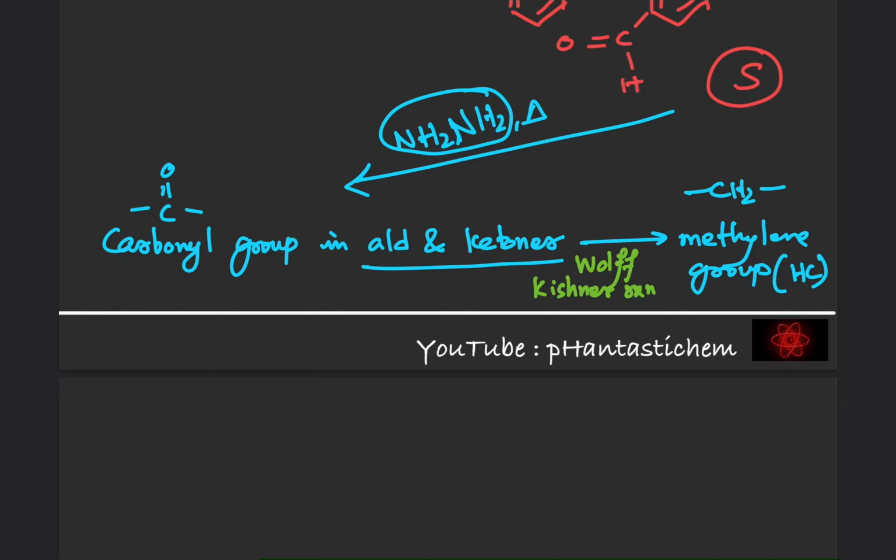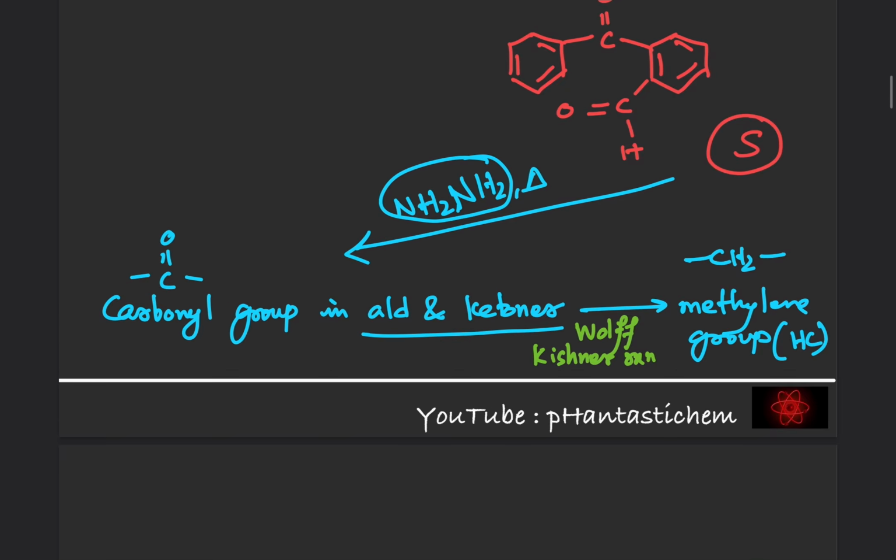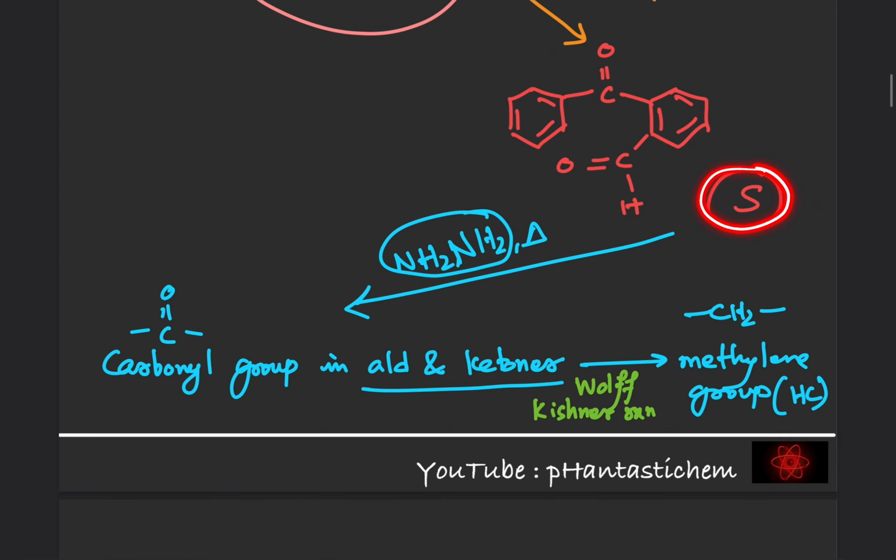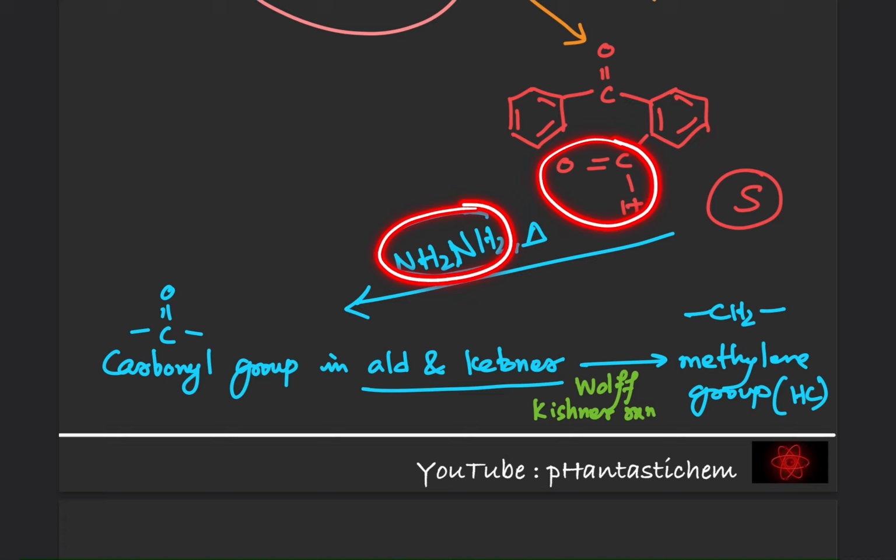If we have both an aldehyde and a ketone in the organic compound, so you can see in S we have a ketone group as well as an aldehyde group, NH2 will prefer to attack and reduce the aldehyde over the ketone, as aldehydes have less steric hindrance and a stronger partial positive charge on the carbonyl carbon. Very important.